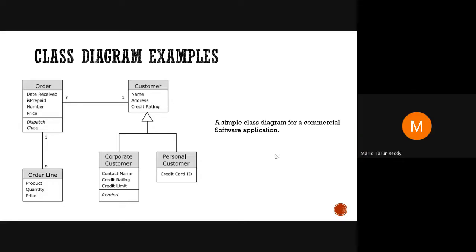There are two kinds of customers, corporate and personal. Any customer can have two orders, n number of orders. An order can be produced to an order line.